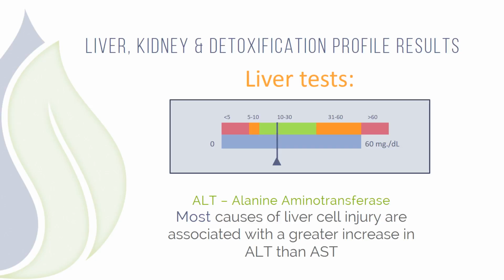We've set our optimal range at 10 to 30 because we believe that many people who have elevation in the 31 to 60 range are starting to get liver inflammation. They're getting insulin resistance, they may be getting some fat cells in the liver, and they're on their way to increased risk of fatty liver changes and problems.